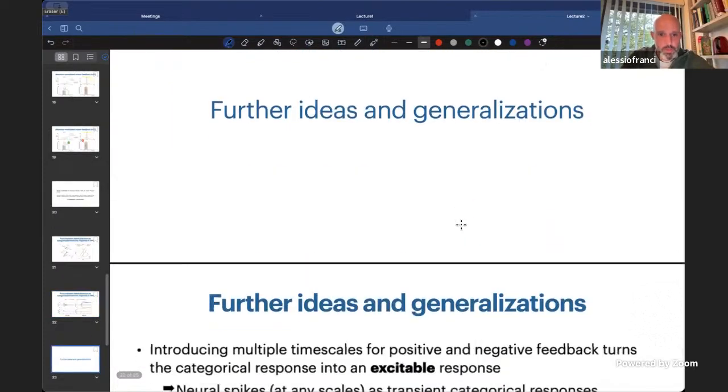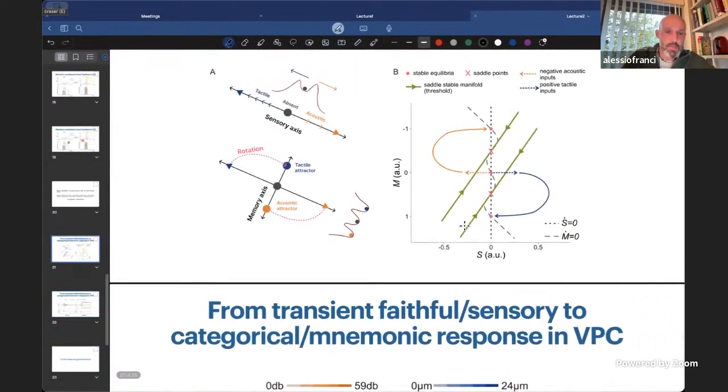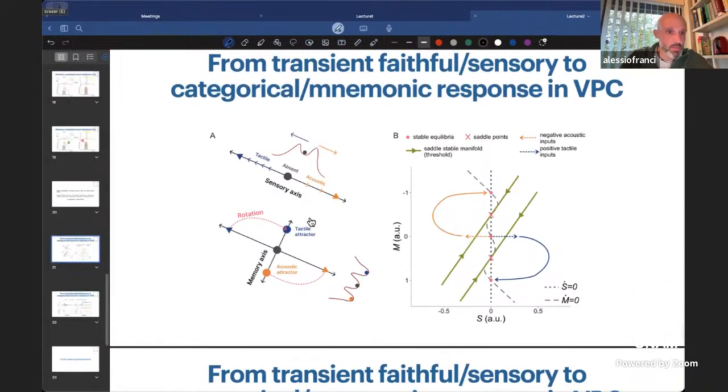Why didn't I put the equations? Well, let me copy paste rapidly the equations from the supplementary material. No, this is supplementary material. Oh, yeah, I have them on Overleaf. 1 second. No, not in Overleaf. I have them. Rotating memories.